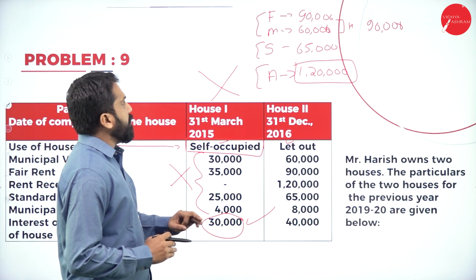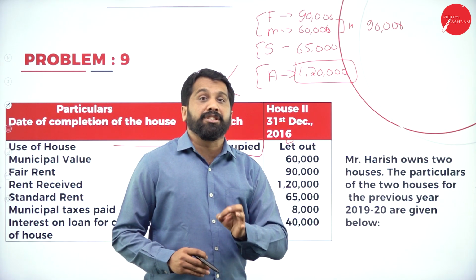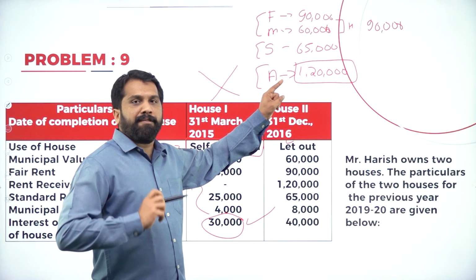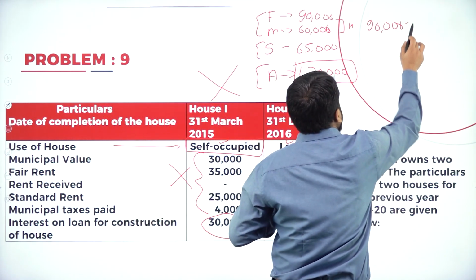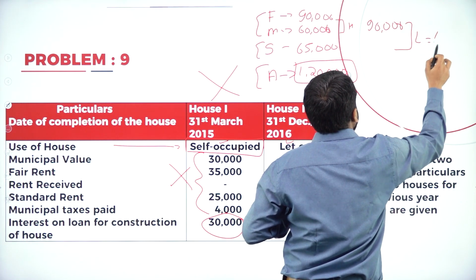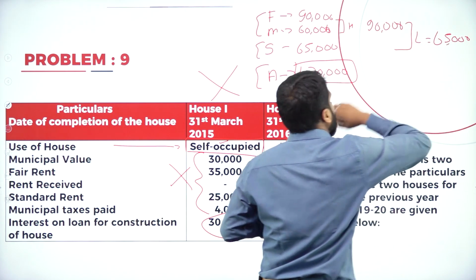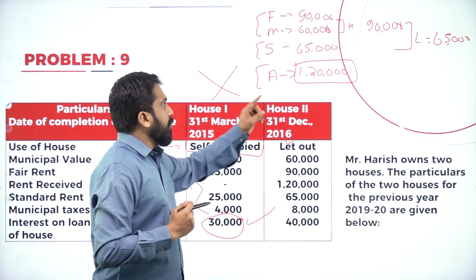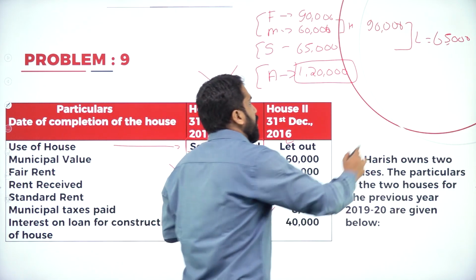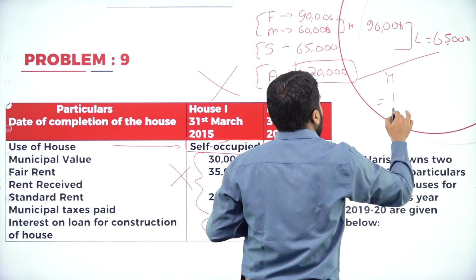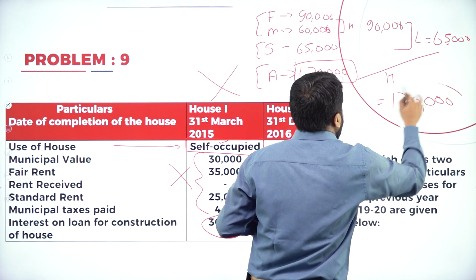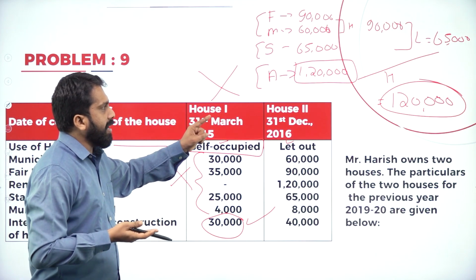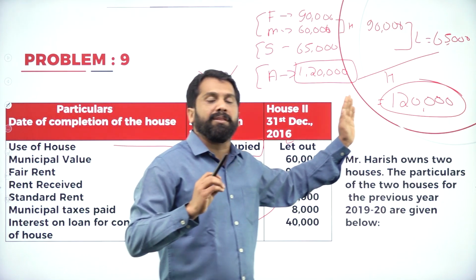Once that is done, we have to compare with standard rent. How much is your standard rent? It is 65,000. Whichever is less, so it is 65,000. Compare 65,000 along with 1,20,000. Whichever is higher, your answer is 1,20,000. See, as I told you, if your actual rent is higher, we always go for the actual rent itself.